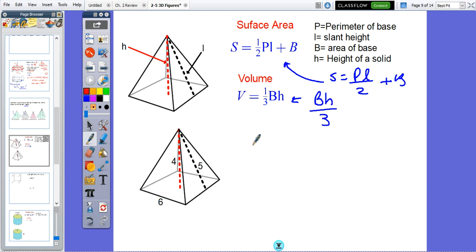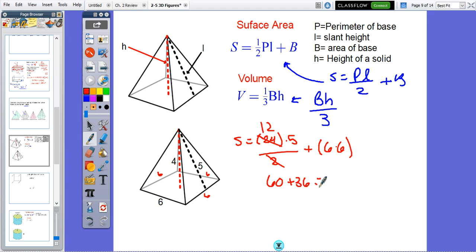So let's do this one as an example here. So we say surface area equals our perimeter. So if this is 6 and they only gave us 1, we can go ahead and assume they're all 6. This is a square. So that gives us 24. We got that by adding all four sides. We're going to take that times our slant height, our 5, and that's all over 2, plus the area of base, which is 6 times 6. Luckily 2 goes into that, giving us 12, so we end up getting 60 plus 36, or just 96 units squared. Again, we're talking about area, so it's units squared.